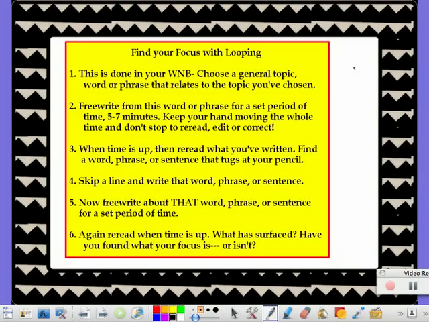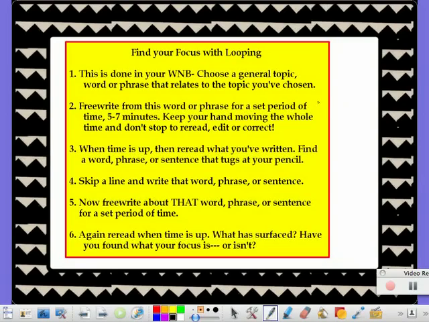Here is the strategy for looping. This time you're going to choose a general topic. I could go to jazz. I could go to blues. I could go difference between jazz and blues. I could write Bob Marley on the top of my page. Any of that came from my questions.